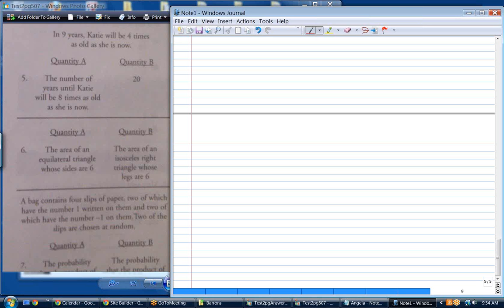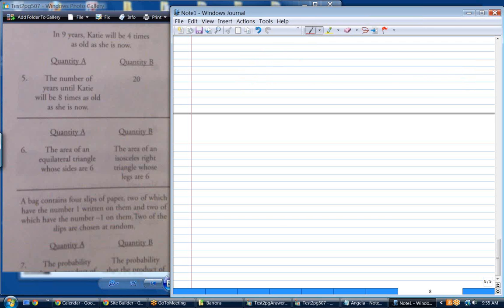Well, the track you took is fine, trying to figure out how old she is now by trial and error. Let's see, what's going to be close? If she's 2, in 9 years she'd be 11, but 11 isn't 4 times 2. So she must be 3. In 9 years she'll be 12, which is exactly 4 times 3. So we've figured out that she's 3 by trial and error.